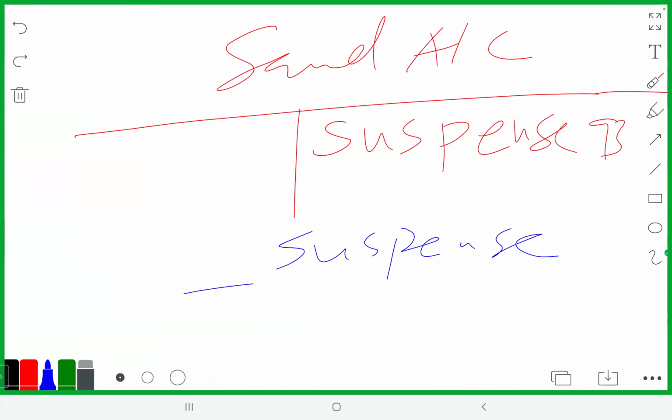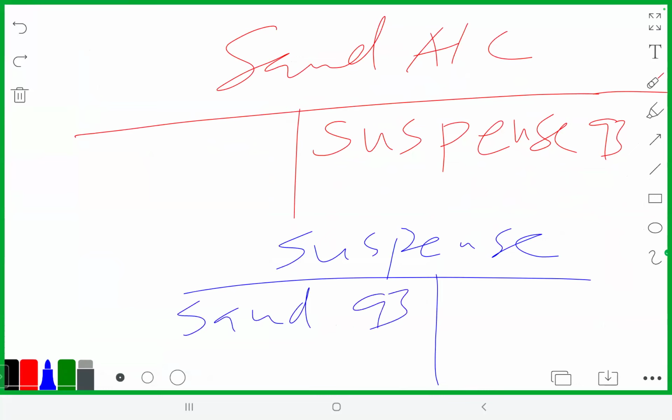So on the credit side, if you want to show this same entry in the suspense account, it's very easy because you just have to do the opposite entry. If Sandy's account is credited, then the suspense account will be debited by the same amount, 93. That's the idea behind the journal entries.